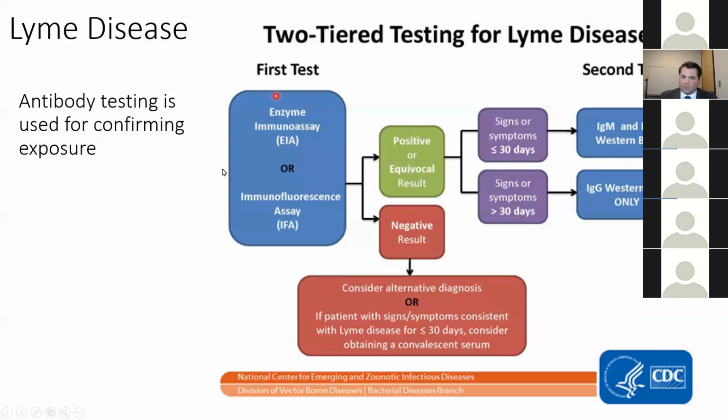Now, if you have the immunoassay and you get a negative result, you can consider an alternative diagnosis. If the patient has signs and symptoms consistent with Lyme disease for less than 30 days, you can get a convalescent serum. That would essentially be testing serology later. If you think it's early, if they have the Erythema migrans rash, you would essentially just treat. But if you think it's too early for serology to be positive yet, then you can either treat or not treat and check the convalescent serum later.